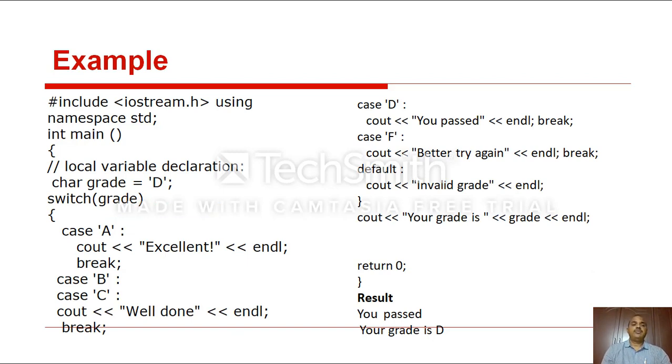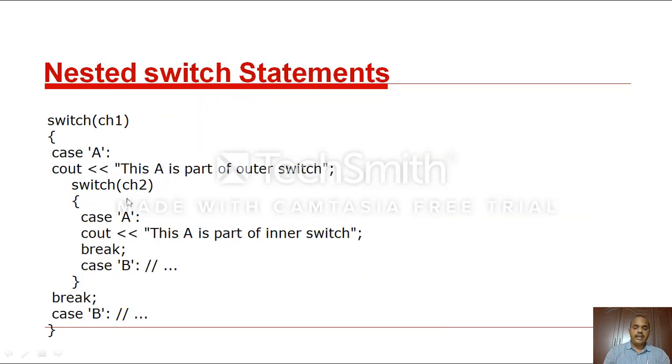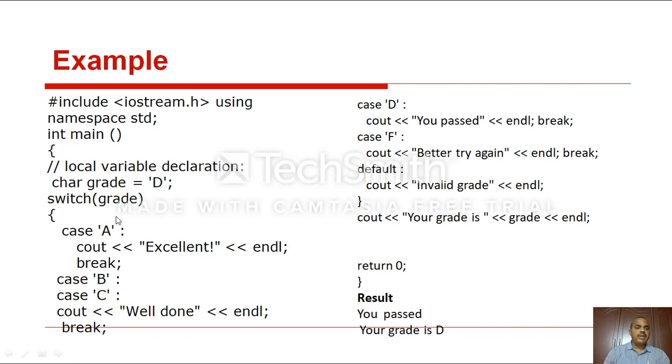Here switch grade. What is the grade? D. Is case value A equal to grade? No. Grade is D, then control goes to B. Is case value B equal to grade? No. Then case value C. Is grade equal to C? No. Then control comes here. Is the case value equal to the grade value? Both are equal. If it is equal, then display you passed. Okay, you passed. End.